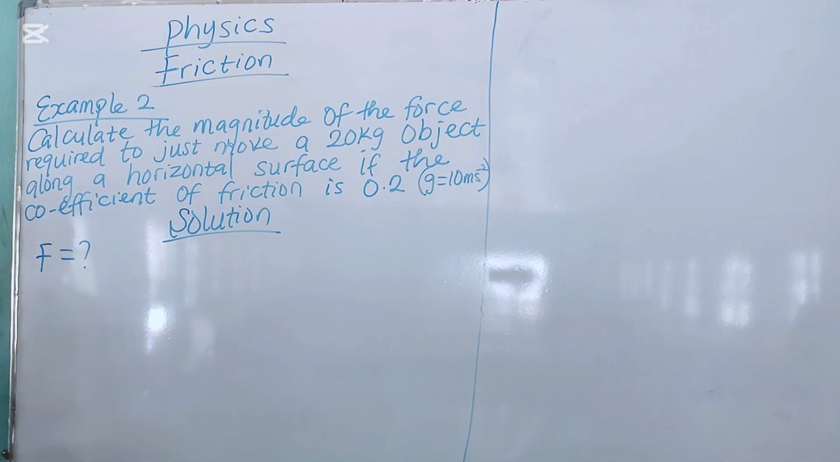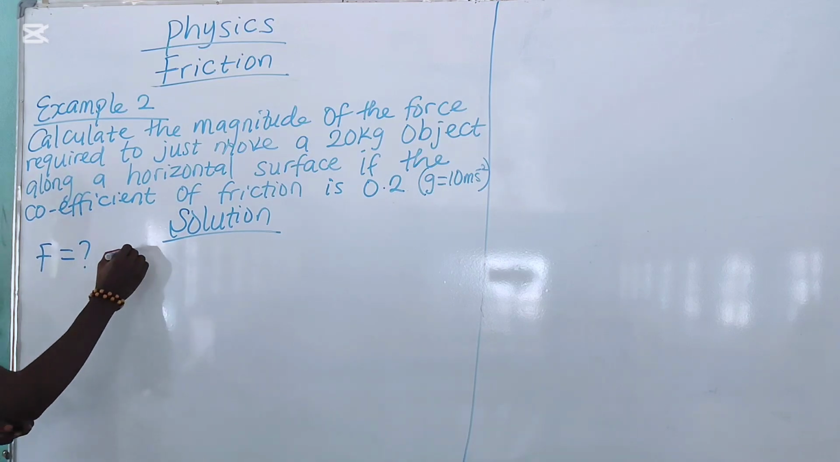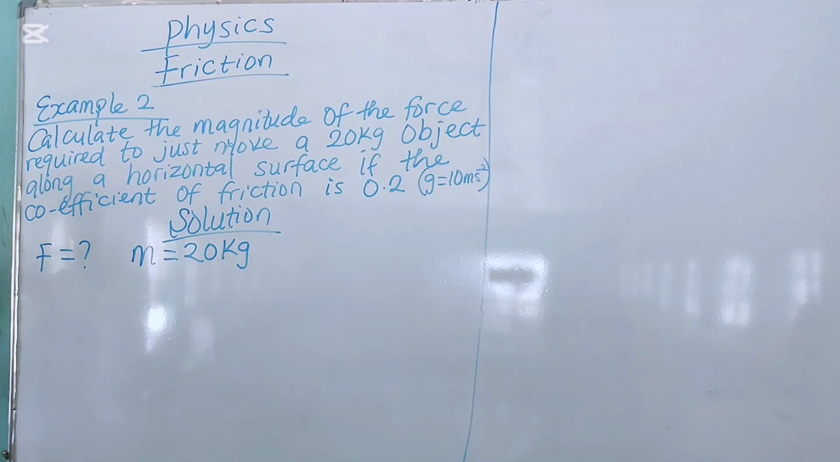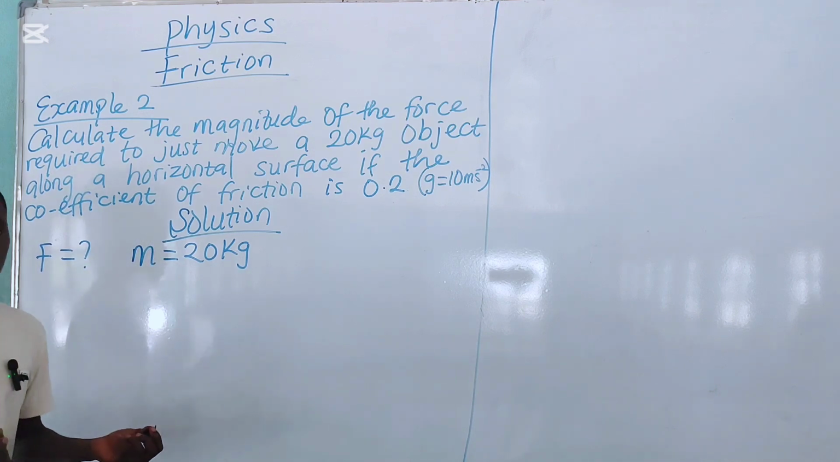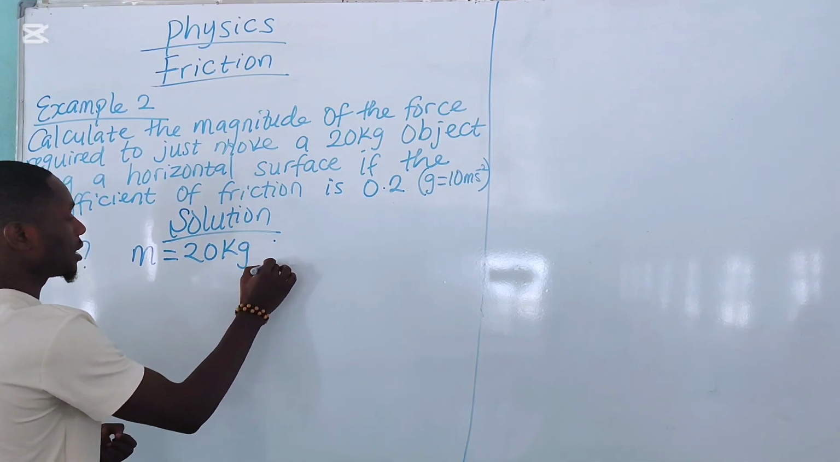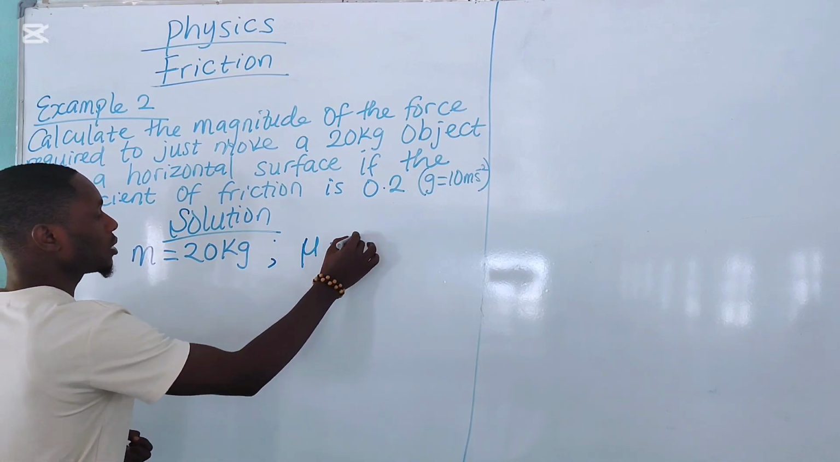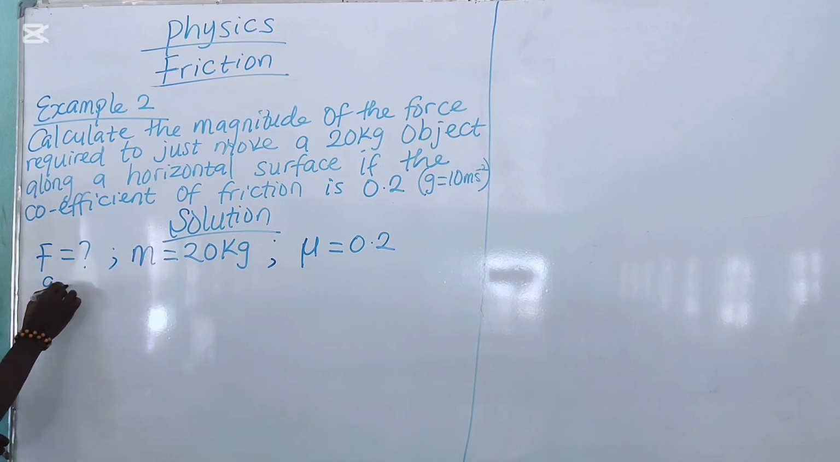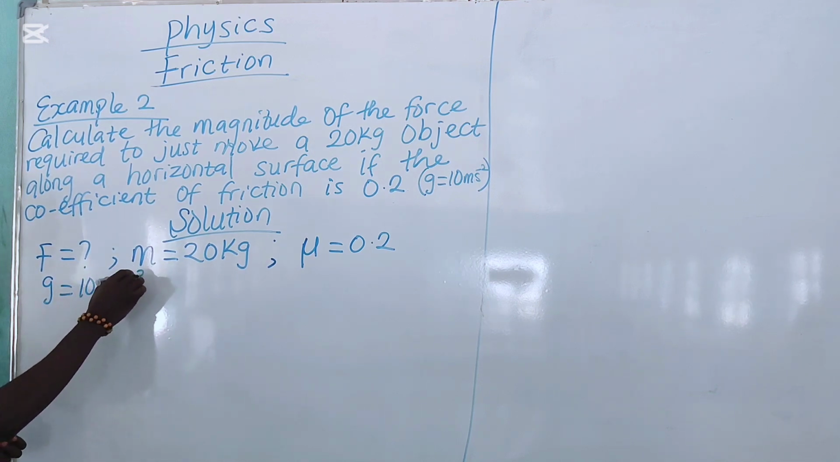Force that is required to just move a 20 kg object. So that 20 kg is telling you the mass of the object. Remember, mass is measured in kg. So the mass is given to be 20 kg, and along a horizontal surface if the coefficient of friction is 0.2. So coefficient of friction, that is mu, is given to be 0.2, and we are given g to be 10 meters per second square.